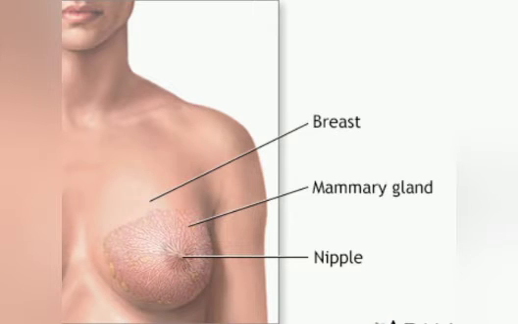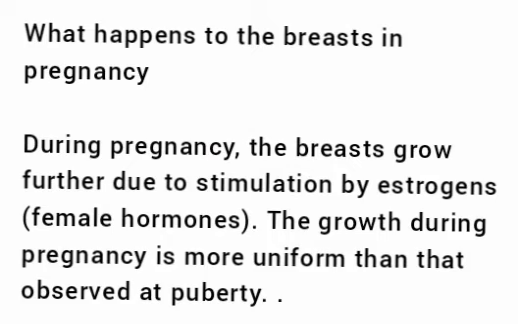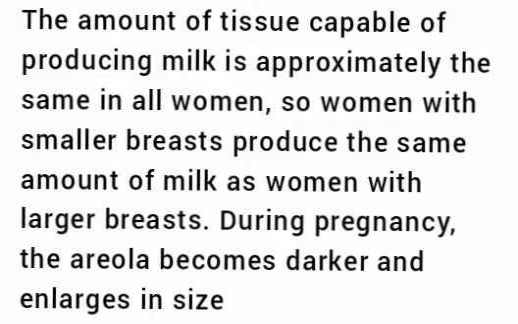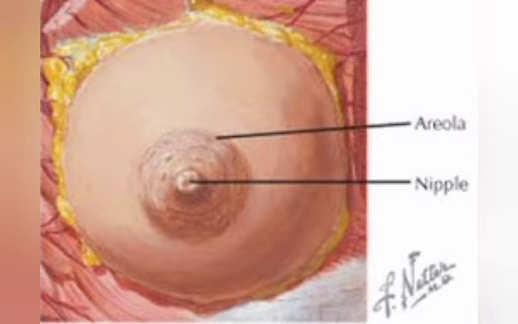What happens to the breast in pregnancy? During pregnancy, the breast grows further due to stimulation by estrogens, that is the female hormones. The growth during pregnancy is more uniform than that observed at puberty. The amount of tissue capable of producing milk is approximately the same in all women. So, women with smaller breasts produce the same amount of milk as women with larger breasts. During pregnancy, the areola becomes darker and enlarges in size.